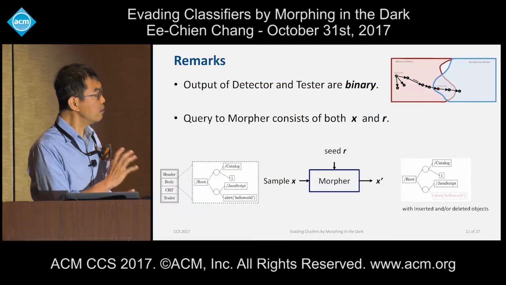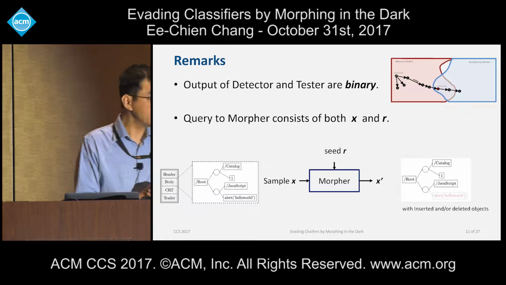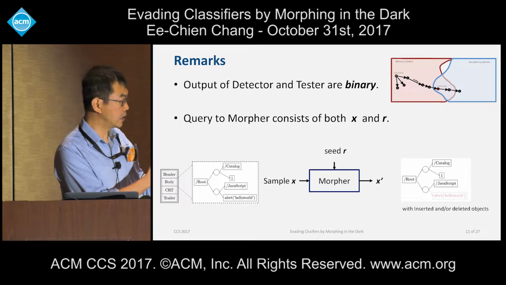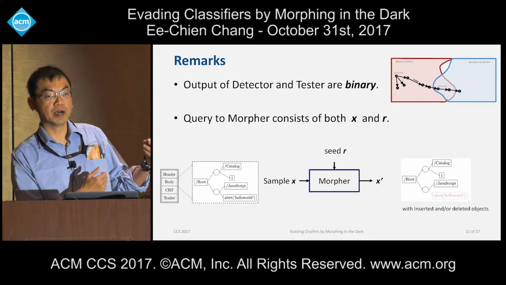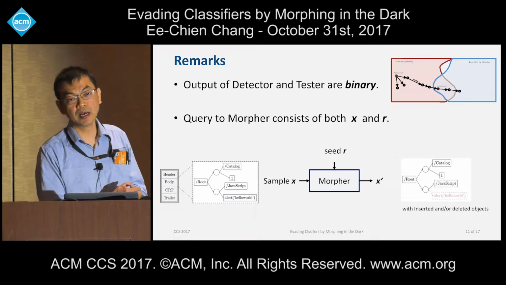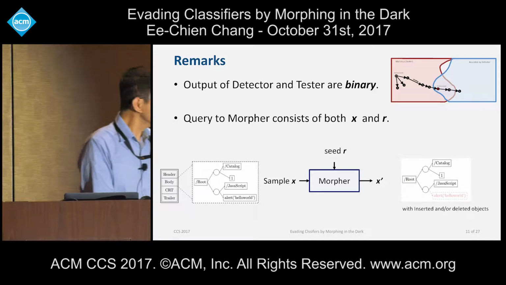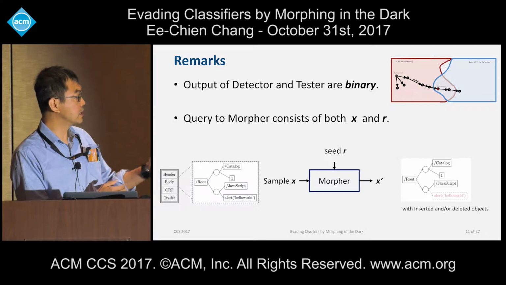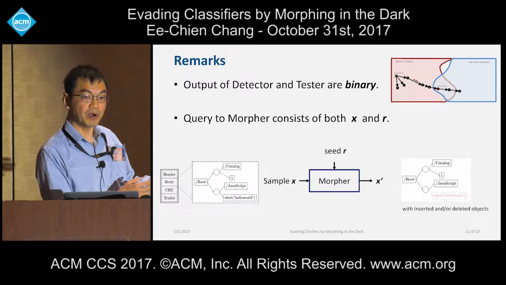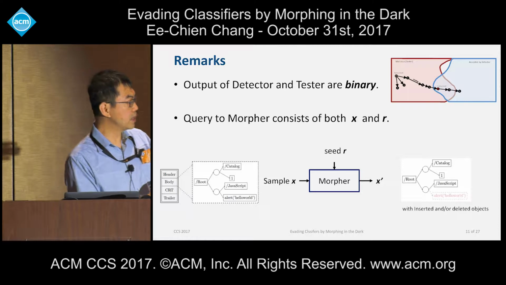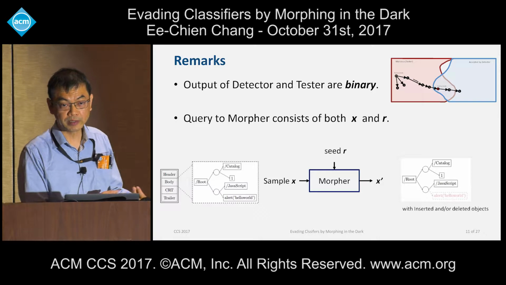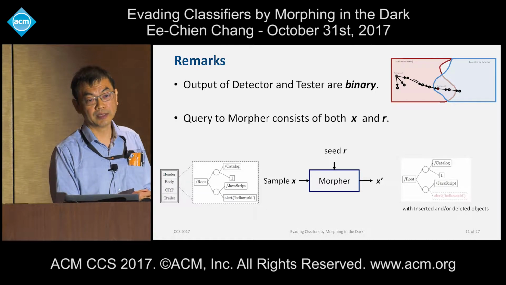So some remarks. The output of the detector and tester are binary. The implication is that from the samples and the output from the black box, we don't have a good idea of the relative positions of these samples to the evading regions. Also, the query consists of two parts. One is the samples and a seed. So in this example, the sample is a PDF file. The morph sample could be the PDF file with some objects deleted or replaced, as specified by the seed.